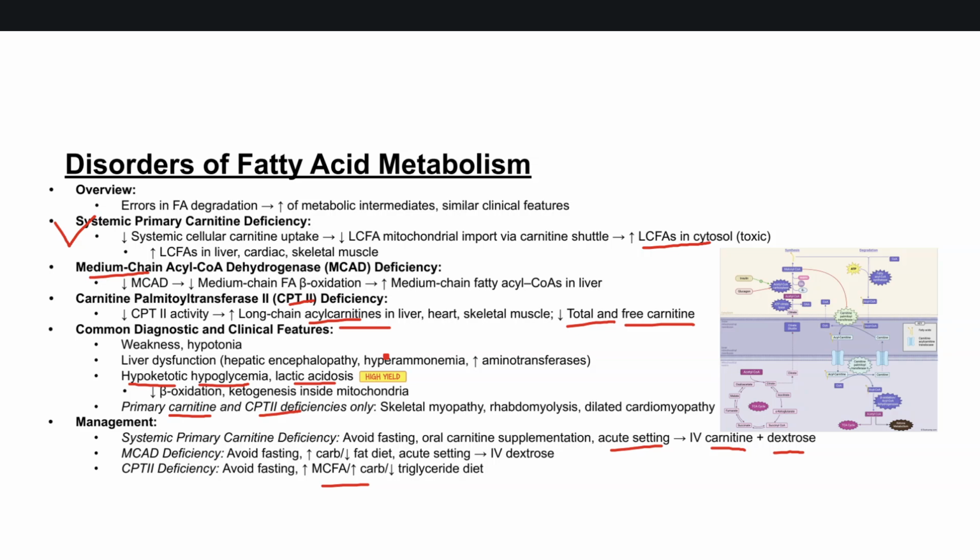For example, let's say it's 8 carbon long, 10 carbon long, 12 carbon long, right? They're not going to be able to be degraded, and you have less energy in those tissues, and eventually they accumulate in the cytosol. That's it.